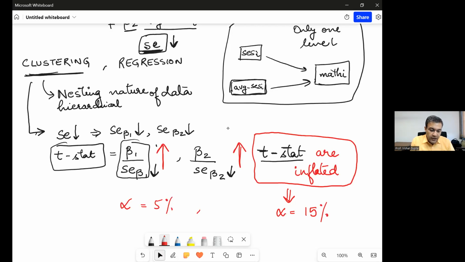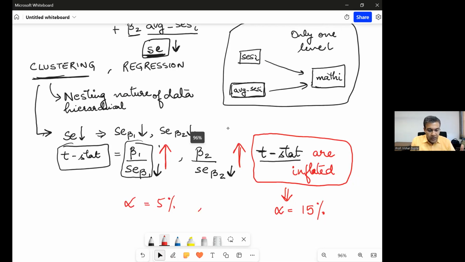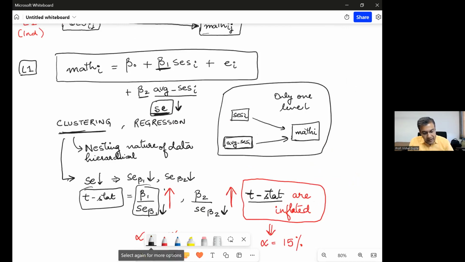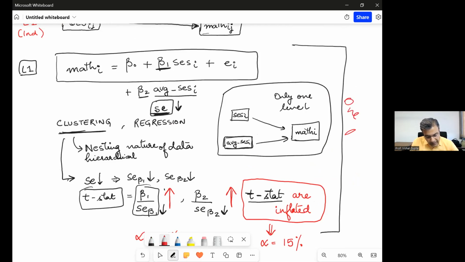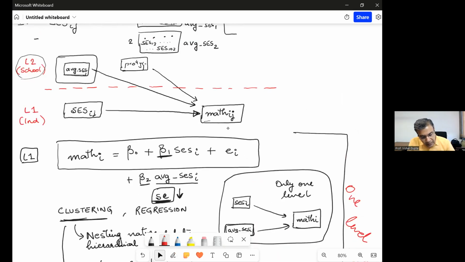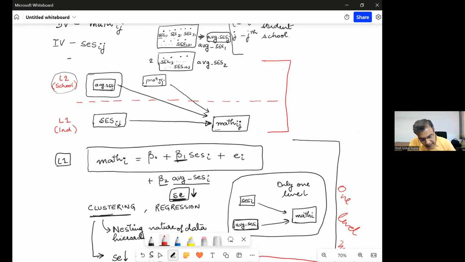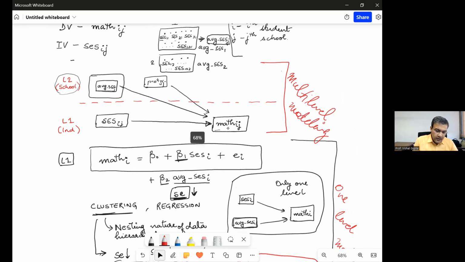And that is a fundamental problem when we talk about this one level modeling of data. Let me write it here. Rather, what we therefore should do is model it this way, and this is called multi-level modeling of data. Now let me take a pause and see if there are any questions.